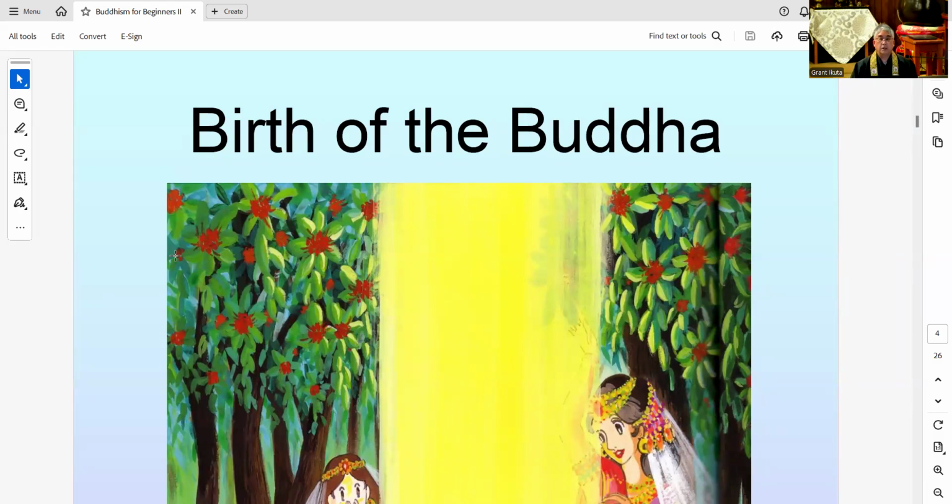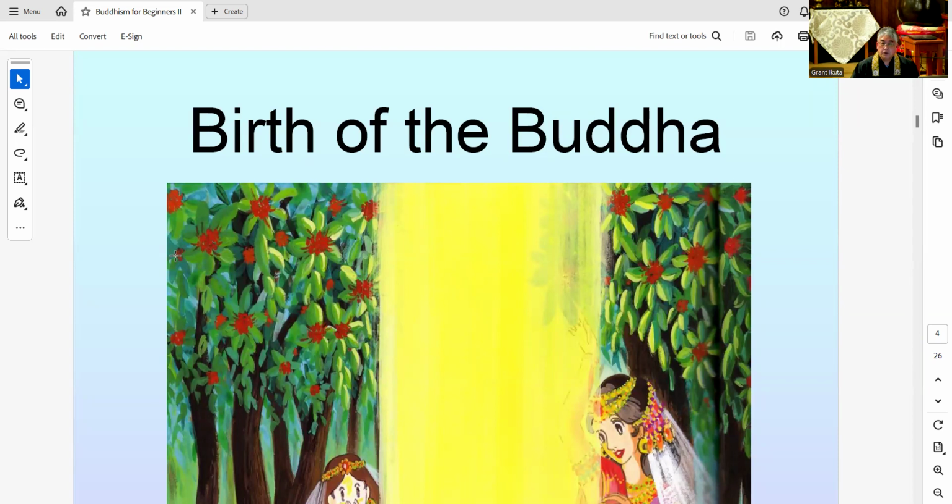And there was a king, King Suddhodana, and Queen Maya. And they hadn't had a child for a number of years. And the legend says that one night, Queen Maya has a dream of a white elephant with six tusks that comes down from what we call the Tusita heavens and enters into her right side, and she becomes pregnant with the baby Buddha.